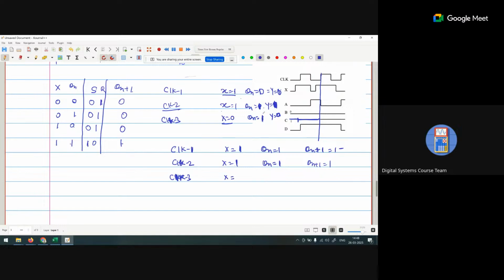Now for the third clock, X is what? 0. Qn is the second clock pulse, Qn plus 1 is the third clock pulse Qn. So it is a 1. Now what is the output Qn plus 1? It becomes 0. But you can see the third clock pulse Qn is also 1. If it is a drop here and it will go 0, then the C option is also wrong.